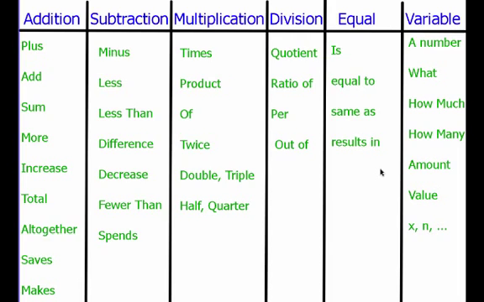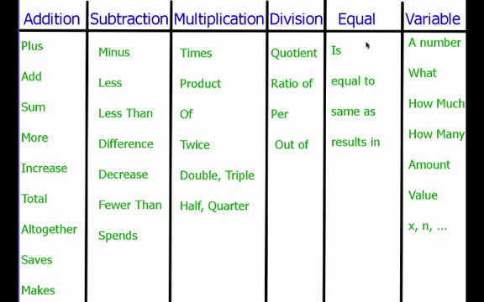All right, now that you've copied down the table, let's look at some of these words. So for addition, we have some of these that should look familiar, like plus, add, sum, more, increase. But also some that might be a little unfamiliar, like total, altogether, saves, makes. Anytime we see one of these words, we're most likely going to be doing addition. Similarly, the words in these three columns can always be used for subtraction, multiplication, and division.